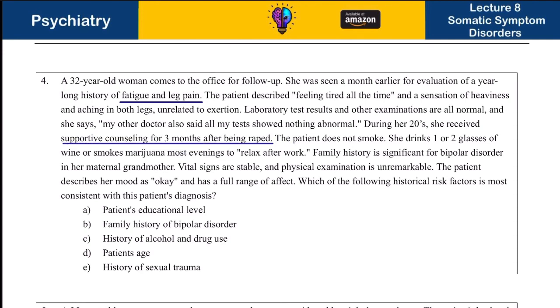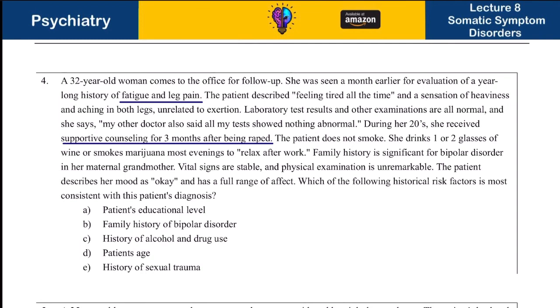The patient does not smoke. She drinks 1 to 2 glasses of wine and smokes marijuana on most evenings to relax after work. Family history is significant for bipolar disorder in her maternal grandmother. Vital signs are stable and physical examination is unremarkable. Which of the following historical risk factors is most consistent with this patient's diagnosis?